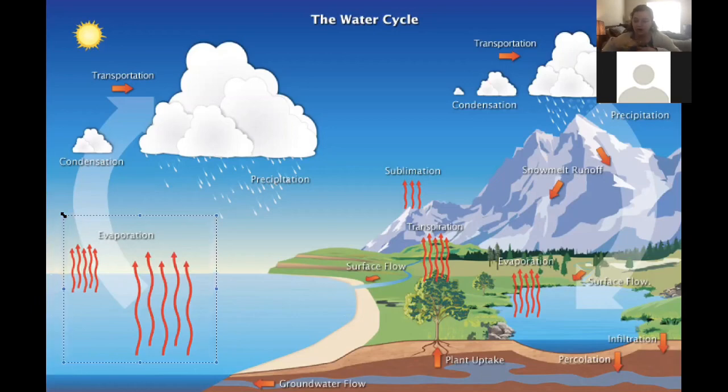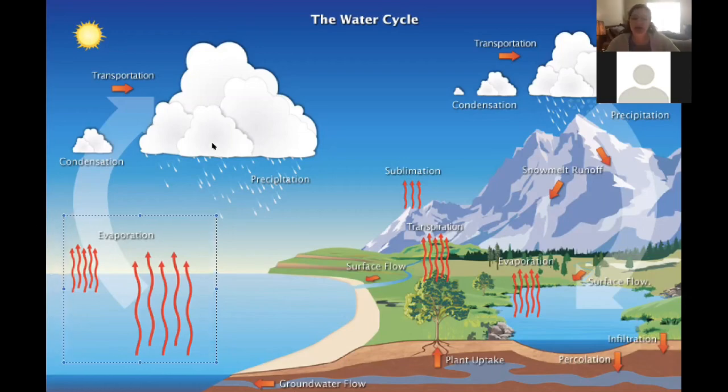Okay, so we have water. In what state is that water in the ocean? Is it a liquid, a solid, or a gas? It's a liquid. Okay, and as it evaporates, what's it turning into? It's turning into gas. Perfect.